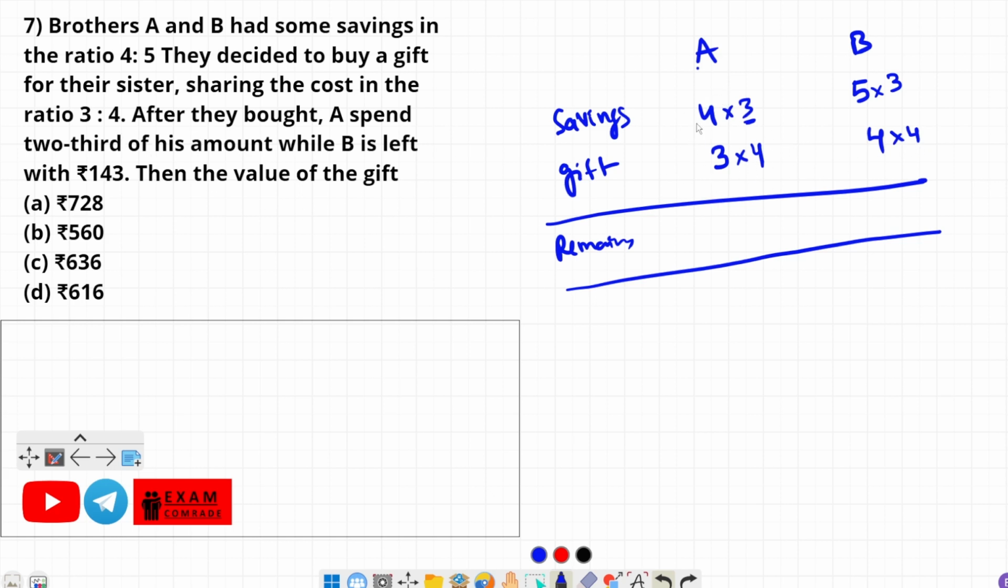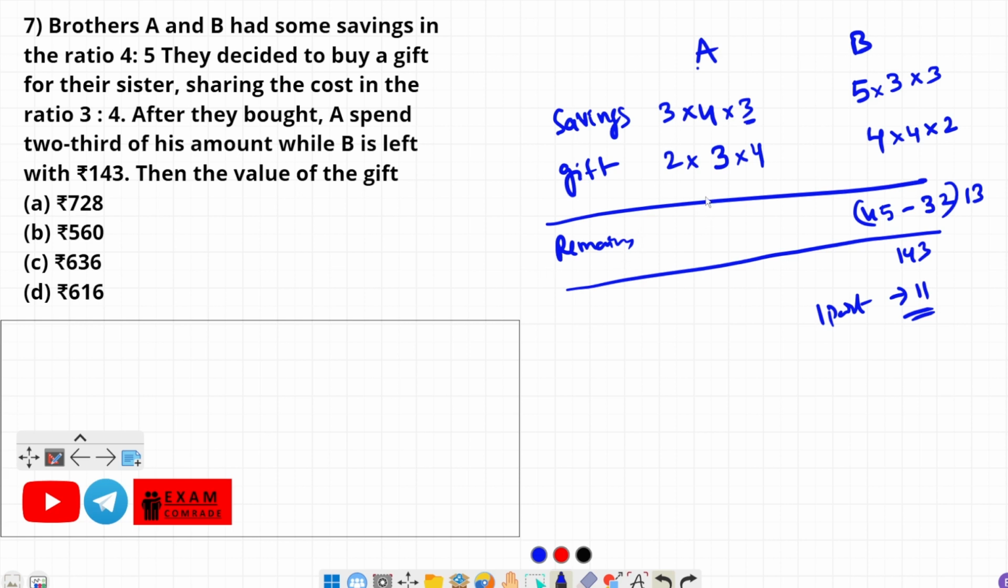Okay, now we can see that A's savings and A's gift are made equal, but as per the question it should be 2/3. So I will multiply A's savings with 3 and gift share with 2. Now we can go further, that B is left with 143. So 5 into 3 into 3, 5 into 9, 45, minus 16 into 2, 32. So this is 13 parts. 13 parts value is given as 143. So one part value is 11.